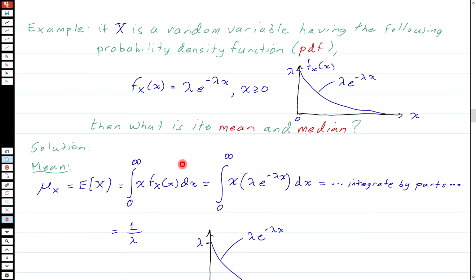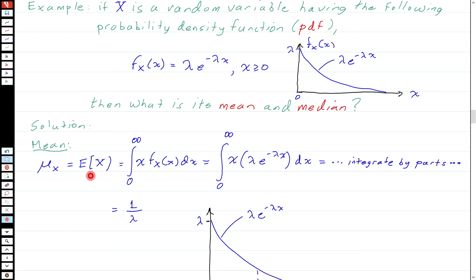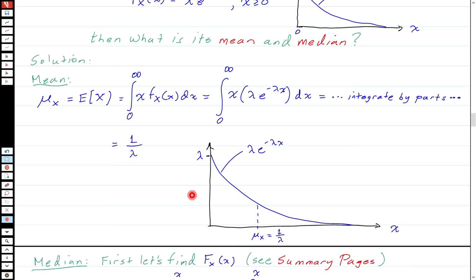So the solution comes as follows. The mean mu of X is equal to the expected value of X, so I take the x and stick it inside here, times f of x, which is this thing here, times dx. So substituting this in, I get the integral from 0 to infinity of x lambda e to the minus lambda x dx. If you want to solve this, you've got to integrate by parts, but after some manipulation, you'll find that this is just equal to 1 over lambda. In other words, this particular exponentially decaying curve has mean equal to 1 over this constant lambda.